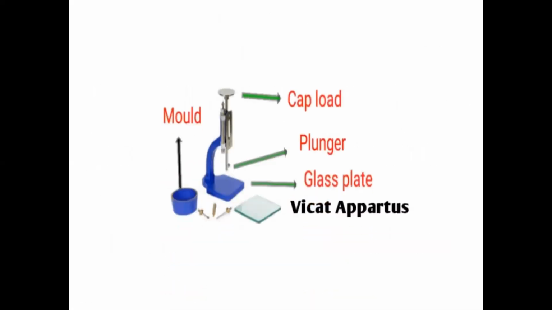Again, here is the given Vicat apparatus, including its different parts: the glass plate, the plunger, the cup load, and the mold, for our standard consistency of cement test procedure. Now do the test procedure to find out the normal or standard cement consistency in the following steps.